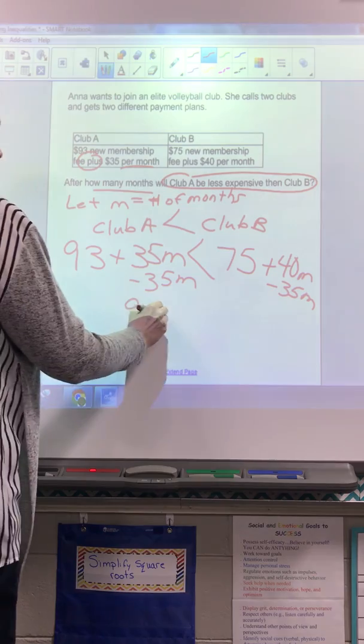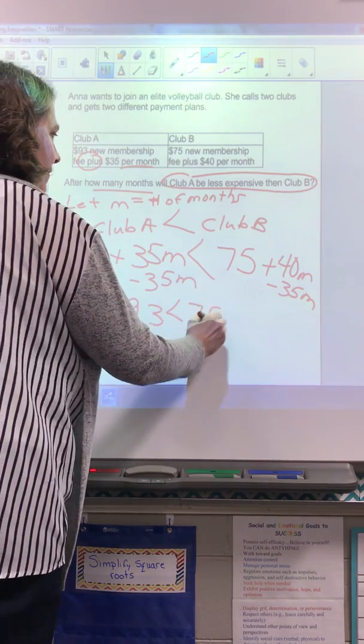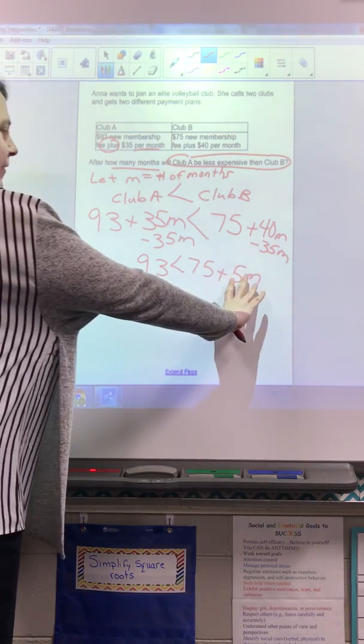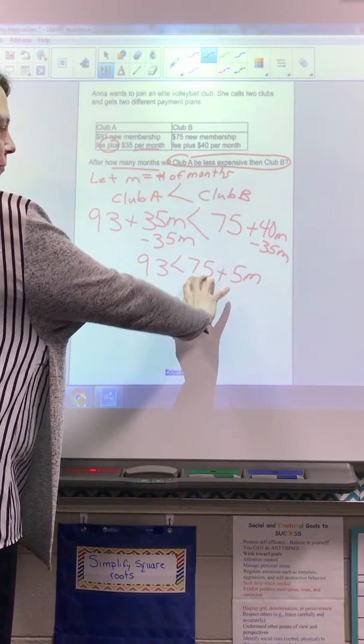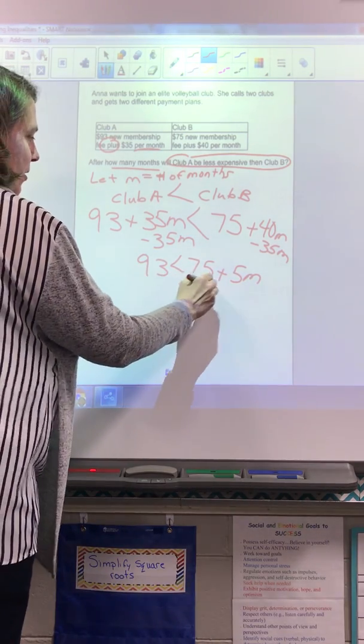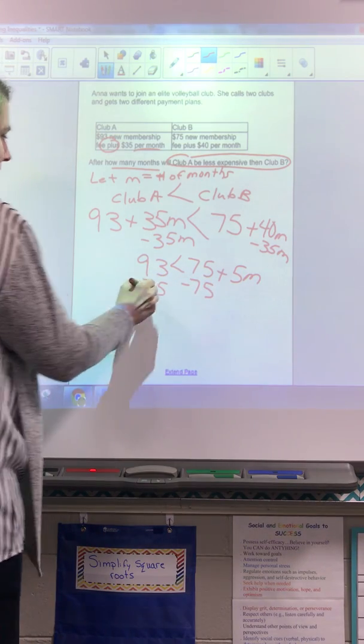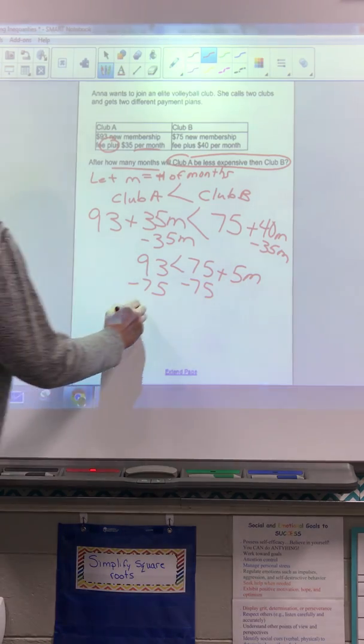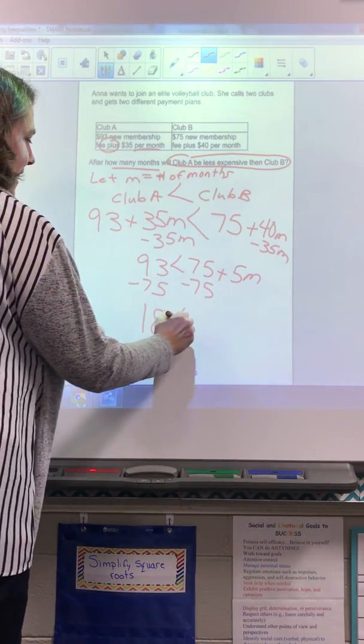I'm left with 93 is less than 75 plus 5M. I want my variable to stay there. I want to move my constant to the other side, so I'm going to subtract 75 from both sides. 93 minus 75, I messed up on this one earlier, is 18. 18 is less than 5M.